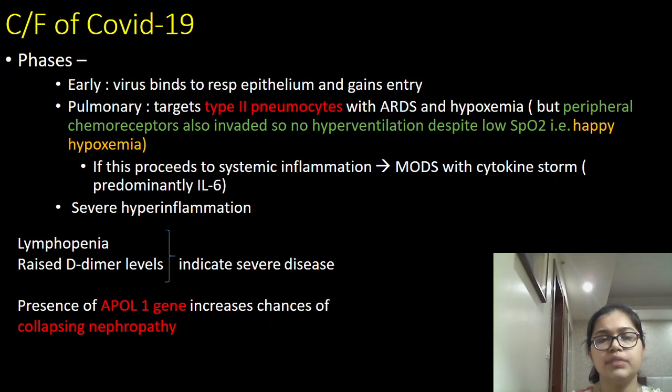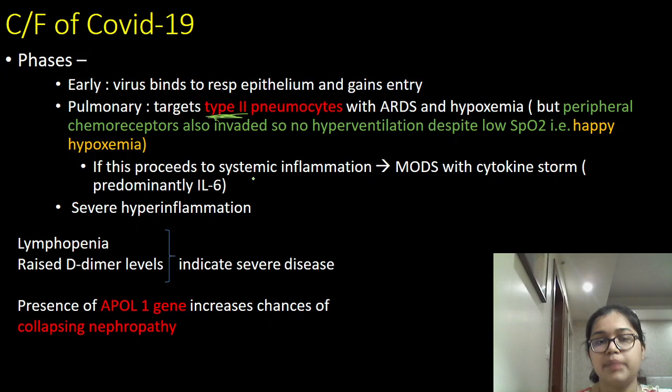The early phase is when the virus just binds to respiratory epithelium and gains entry, followed by a pulmonary phase where it actually binds to type 2 pneumocytes, producing ARDS and hypoxemia. But the problem is that the peripheral chemoreceptors have also been invaded by the virus. So there is no hyperventilation despite low oxygen saturation, and this is known as happy hypoxemia.